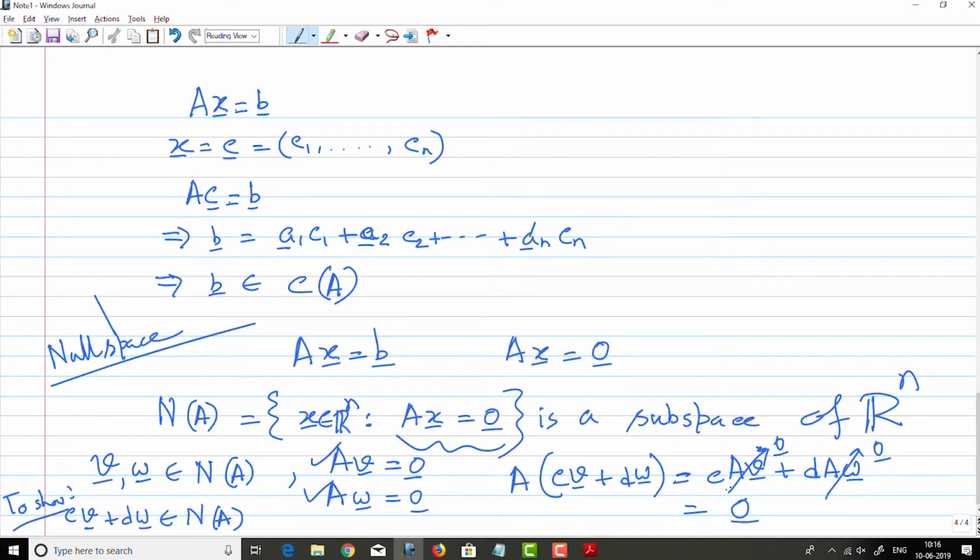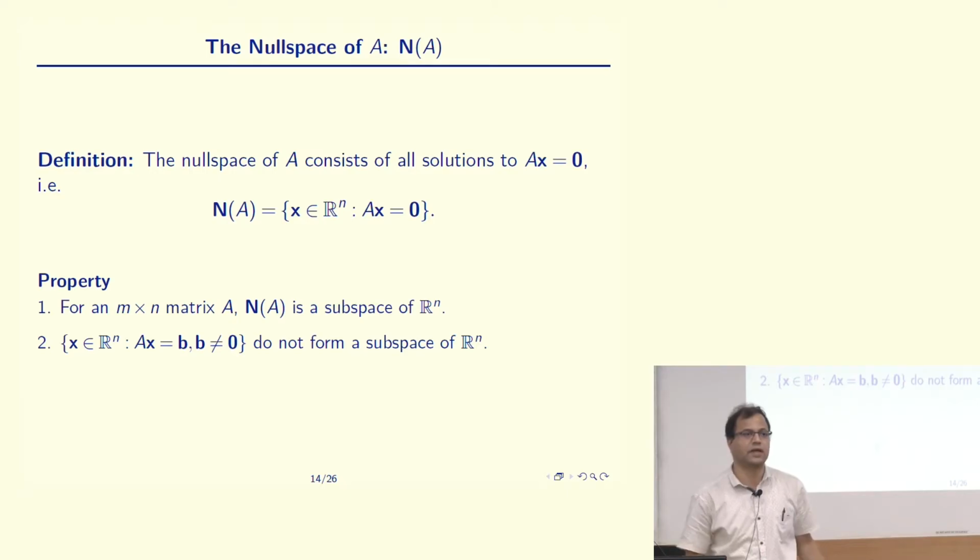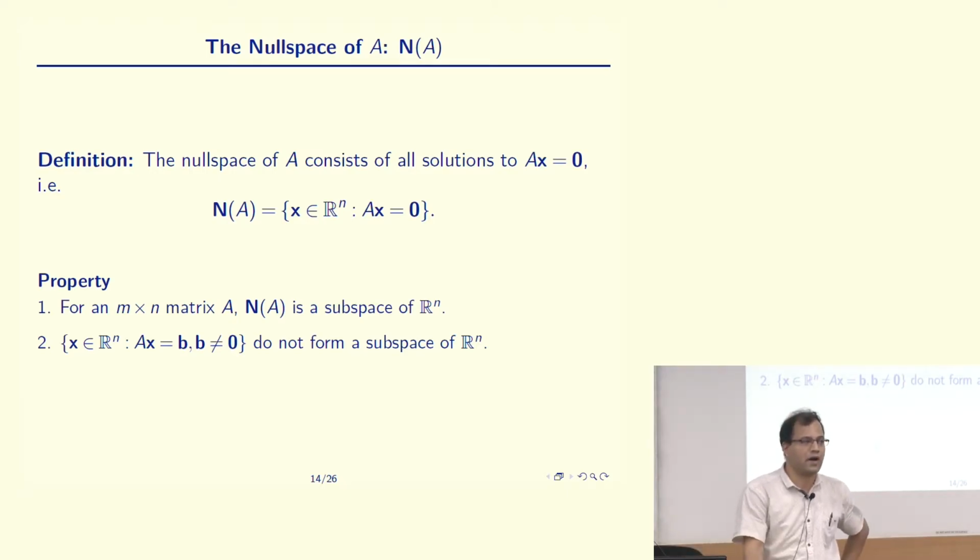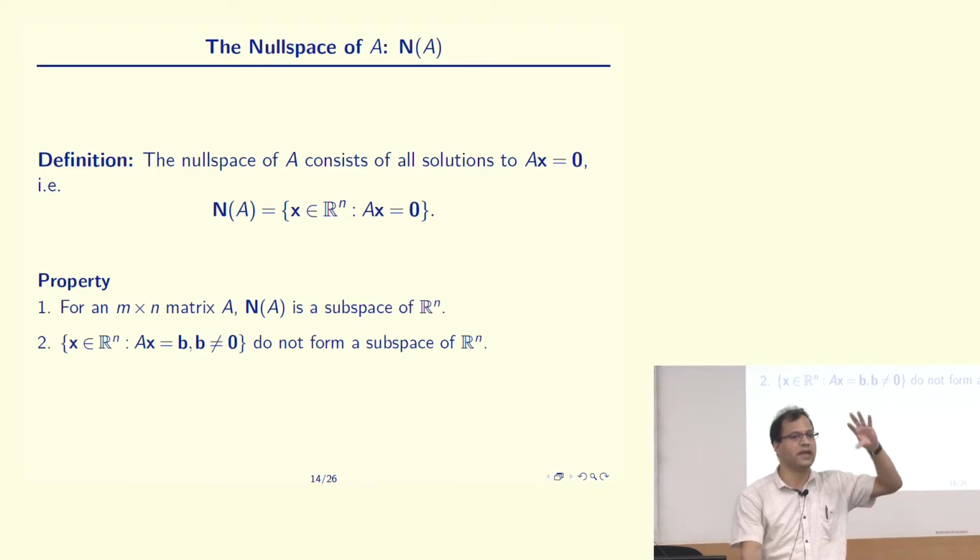Is it okay? Is that okay? Okay. So this implies cv plus dw belongs to... So we have got another subspace of Rn. So for Rn now we have two subspaces. One is C(A transpose), another one is N(A). Two subspaces. Similarly, we'll have two subspaces on Rm.